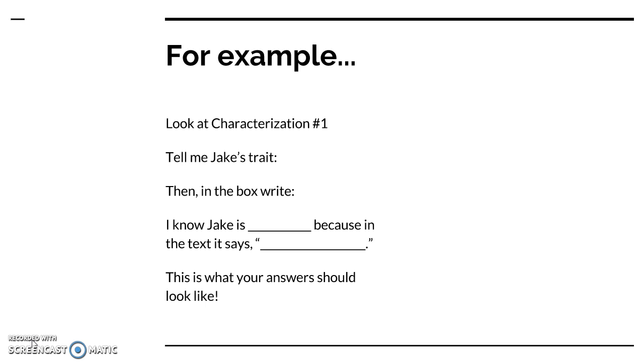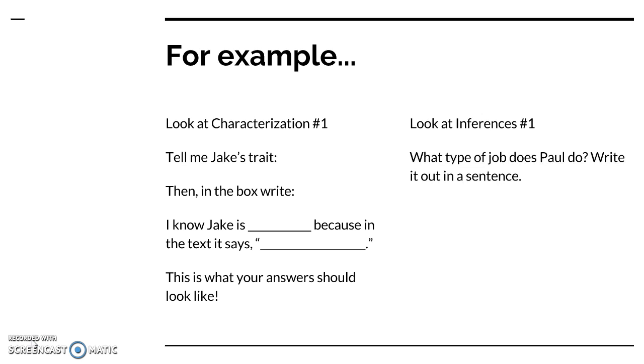And moving on. So now, I'm going to count to 10 and give you time to find inferences. Question number 1. 1, 2, 3, 4, 5, 6, 7, 8, 9, 10. All right, so you see what the question is. What type of job does Paul do?